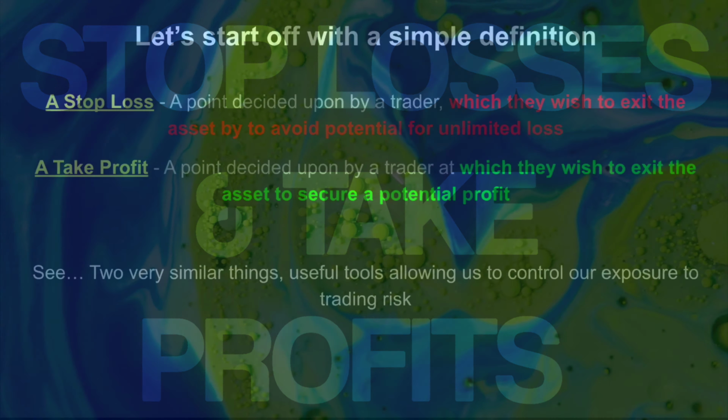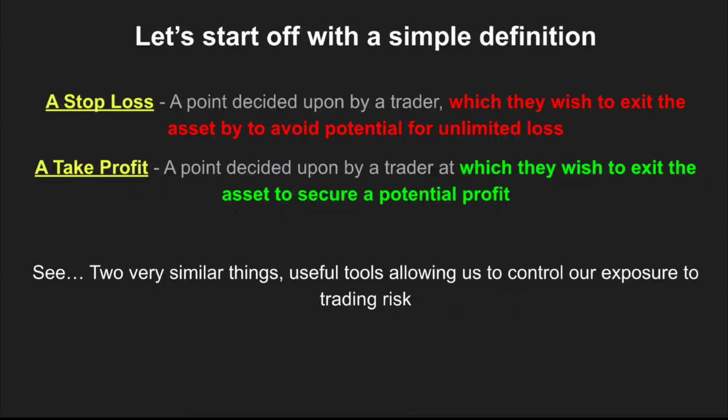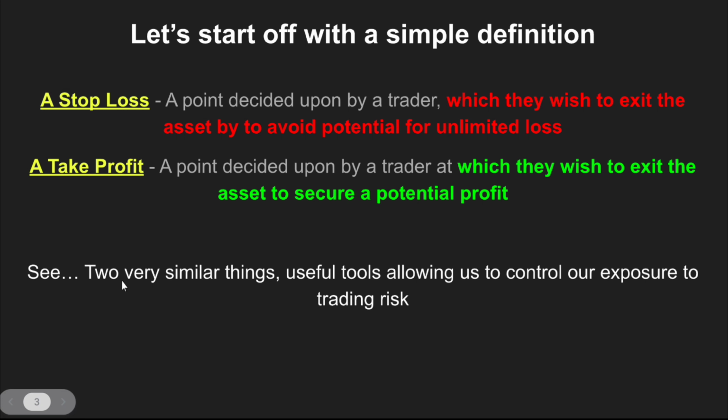Let's start off with a simple definition. A stop loss is simply a point decided upon by a trader at which they wish to exit the asset to avoid potential for unlimited losses. And on the other hand, a take profit is also a point decided upon by a trader, but this time it's at which they wish to exit the asset to secure a potential profit. See, the two things are actually very similar, useful tools which allow us to control our exposure to risk.